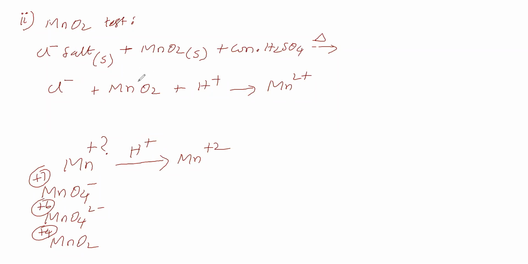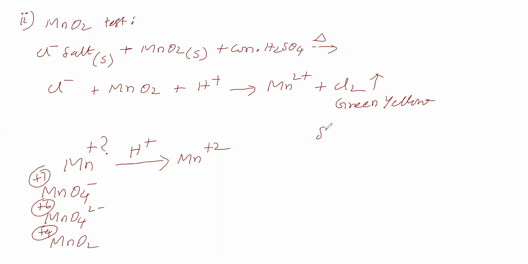So in MnO2, manganese is +4 oxidation number. This undergoes a reduction into Mn+2 in acidic medium, while Cl minus undergoes oxidation. It is oxidizing to give Cl2. This Cl2 is a gas. This gas is greenish yellow in color.